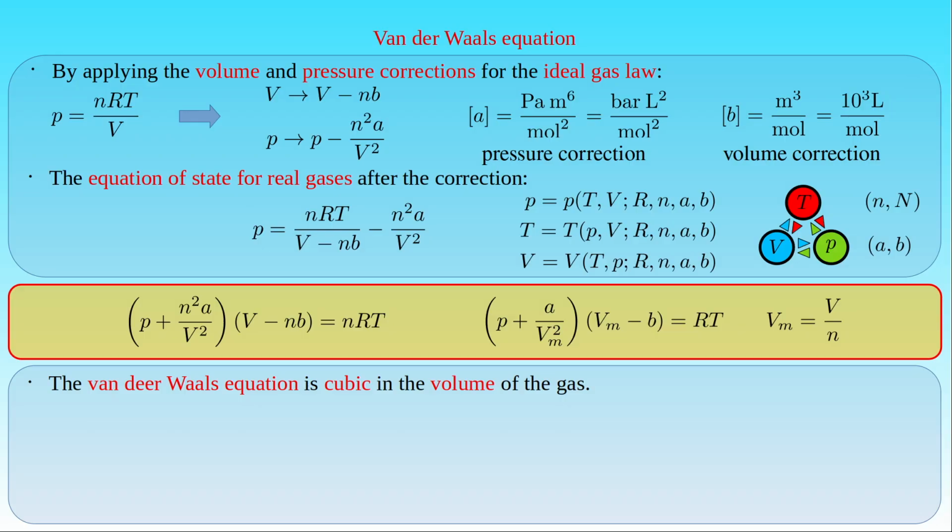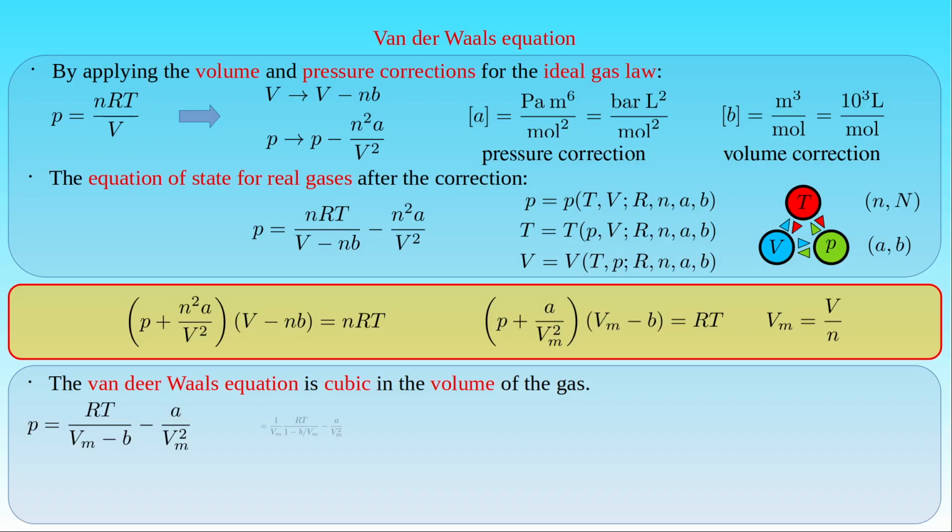However, the van der Waals gas is still an approximation of the equation of state of real gases, which can be seen as follows. The corrected form of the ideal gas law expressed in terms of the molar volume states that the pressure P is equal to the gas constant R times the temperature T over the difference between the molar volume Vm and the constant B, minus the constant A over Vm squared.